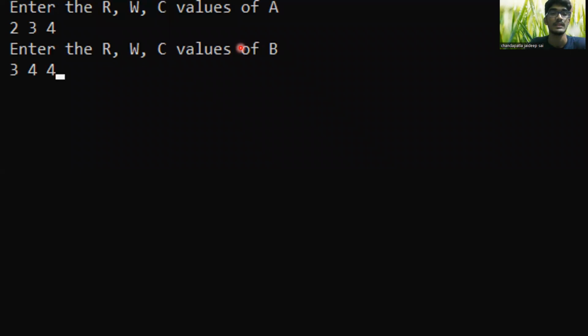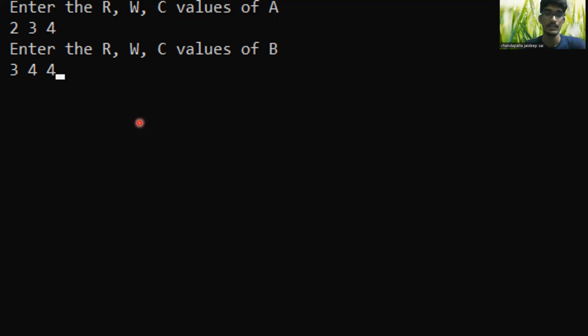Now after typing this line, I pressed enter. After pressing enter, this line will be printed, as I told in the printf statement: enter the r, w, c values of b. After this line is printed, by using the \n, the cursor is shifted to the next line. In this line, I assign the r, w, c values as 3, 4, 4. So for A, I assigned 2, 3, 4, and for B, I assigned 3, 4, 4.